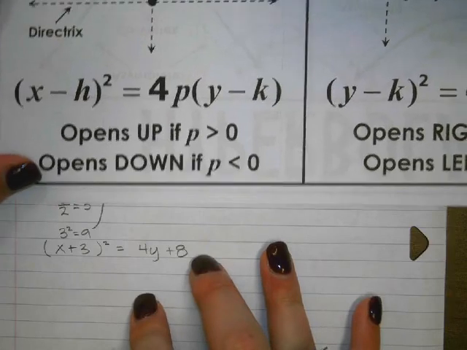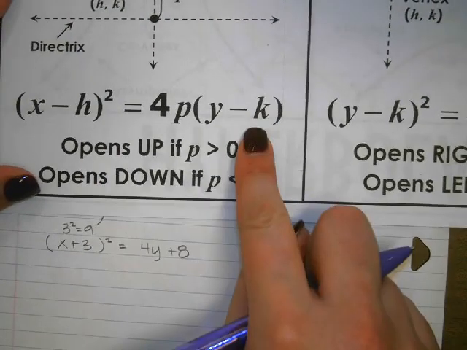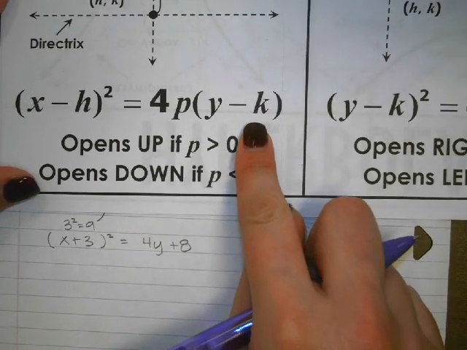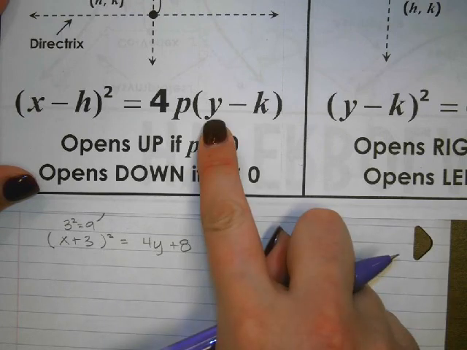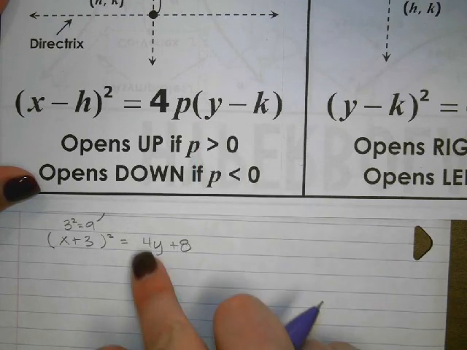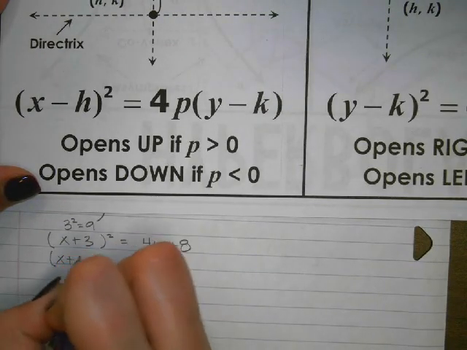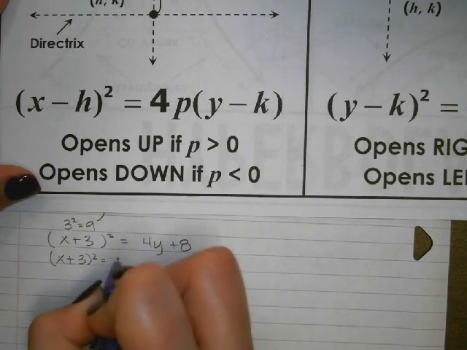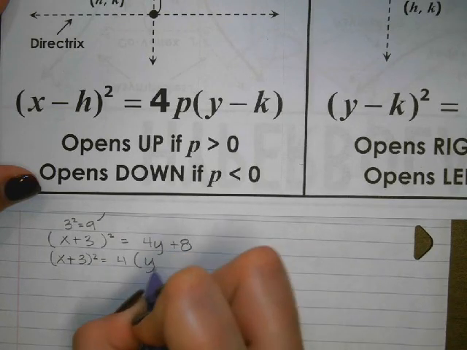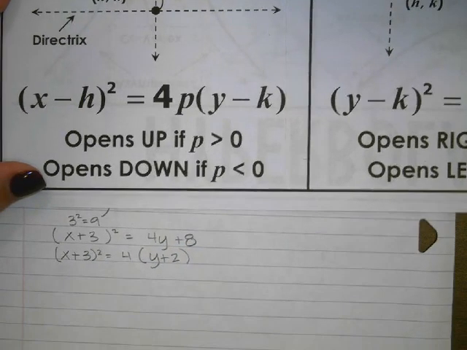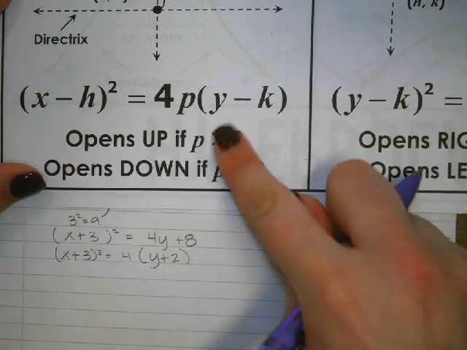You can see it's pretty close to what it's supposed to look like, but it's not quite there yet. I need to have the y written in the parentheses by itself. So whatever the coefficient is, I need to take that out. And so I'm going to have (x plus 3) squared equals 4 times (y plus 2). Now I have it written exactly the way it is here.